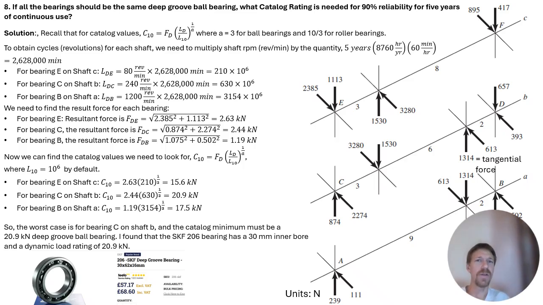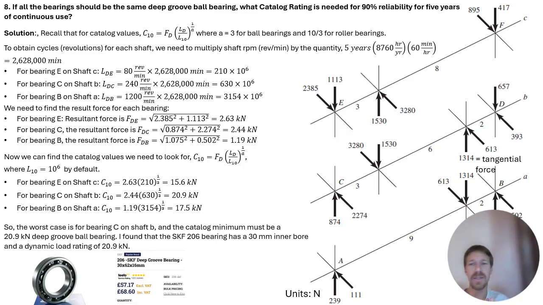And then we can find the catalog values that we need to look for by solving the equation that's at the very top in the solution. So C10 equals F sub D times L sub D over L10 to the 1 over A. I've calculated each of those for bearing E on shaft C: 2.63 times the cube root of 210, that's 15.6 kilonewtons, and so on for the other bearings on the other shafts.